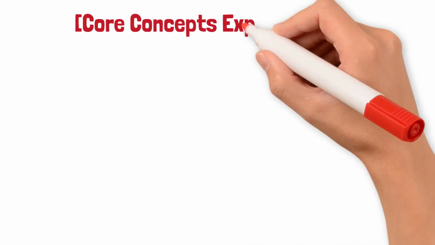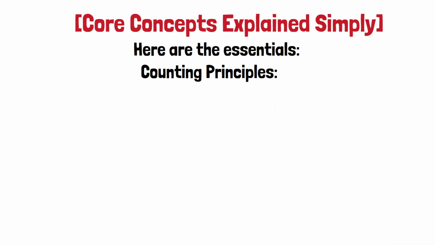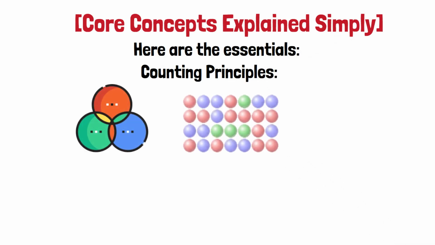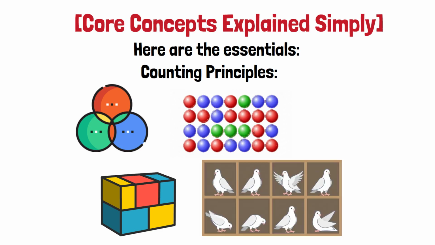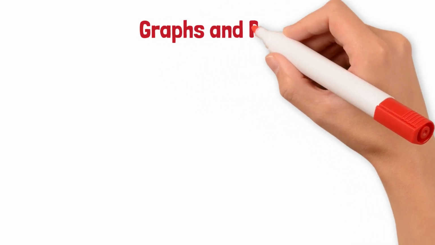Core concepts explained simply. Here are the essentials. Counting principles. The foundation of combinatorics, permutations, combinations, and the pigeonhole principle help us understand how many ways things can be arranged.